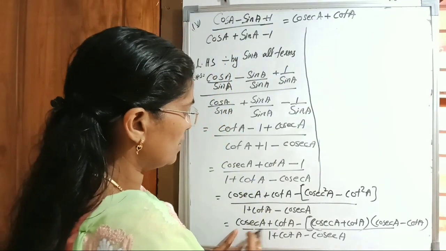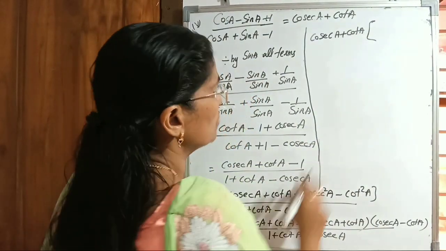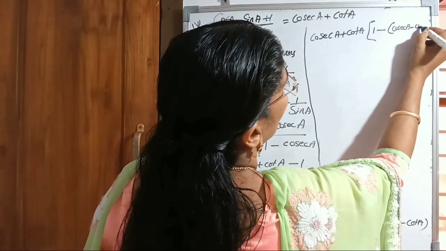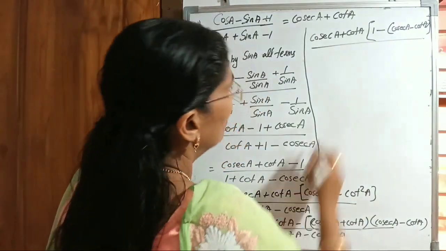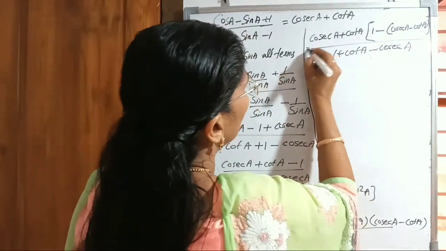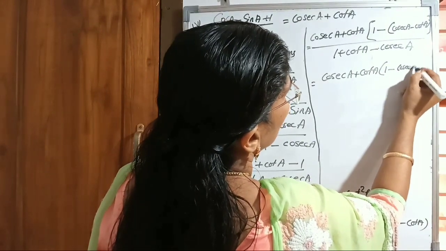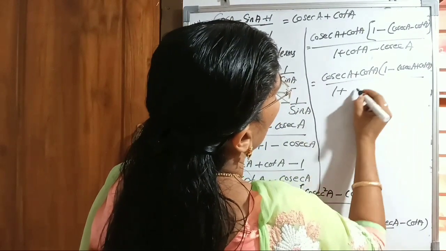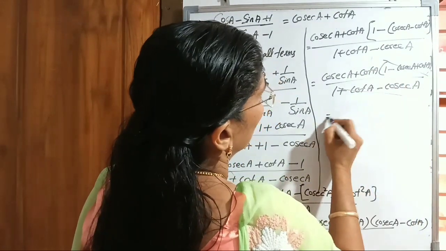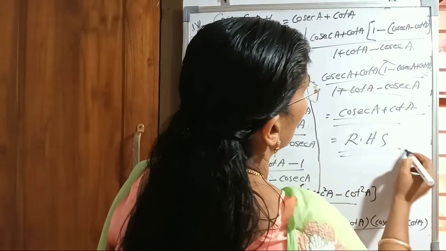Okay. Now from here cosec A plus cot A we can take common. Then inside the bracket it is 1 minus cosec A minus cot A, whole divided by 1 plus cot A minus cosec A. That is equal to cosec A plus cot A. We are opening the bracket, 1 minus cosec A plus cot A, whole divided by 1 plus cot A minus cosec A. See here, numerator and denominator have the same term, 1 plus cot A minus cosec A. So here we will get cosec A plus cot A. This is our RHS. So left side equal to right side.